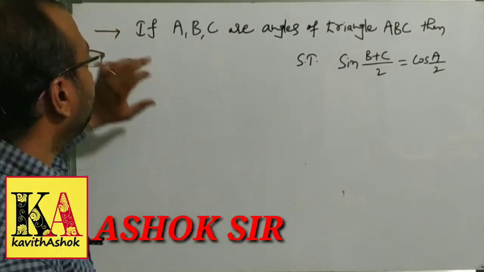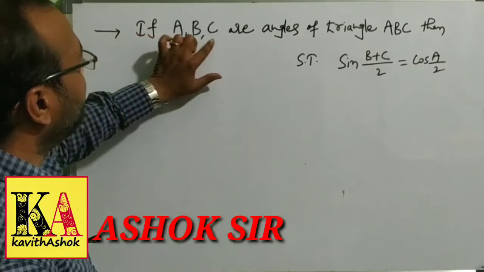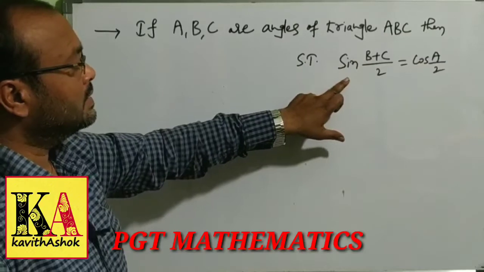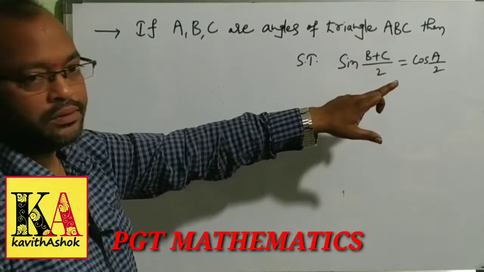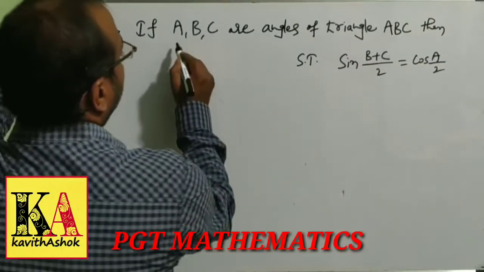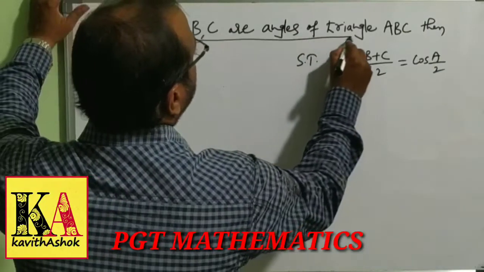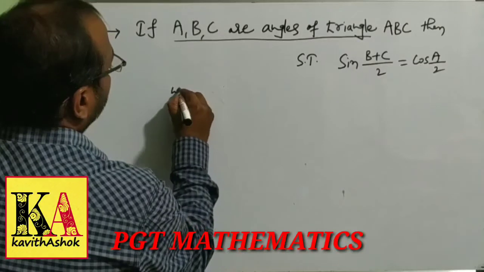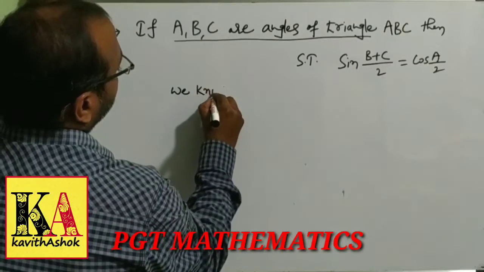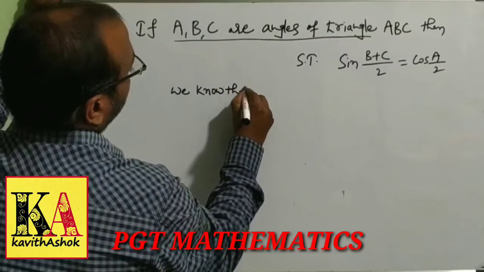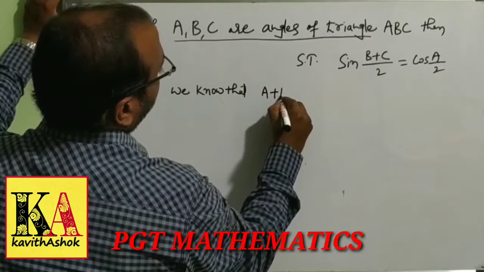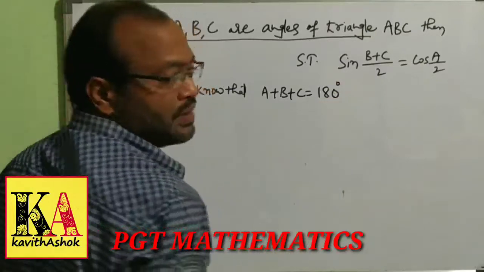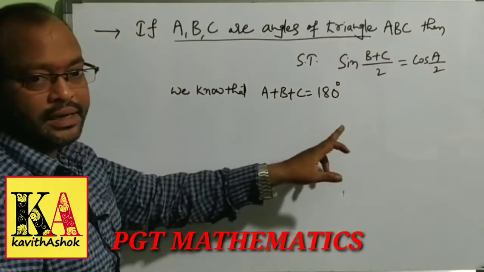Right, what is given here? If A, B, C are angles of triangle ABC, then show that sine of (B plus C)/2 is equal to cos A/2. What is given here? A, B, C are angles of a triangle. So according to the property of triangle, we know that A plus B plus C is equal to 180 degrees. The sum of the angles in a triangle is equal to 180 degrees.